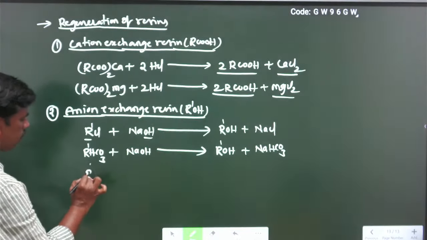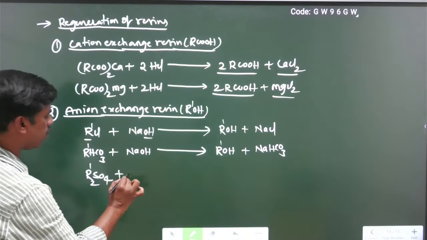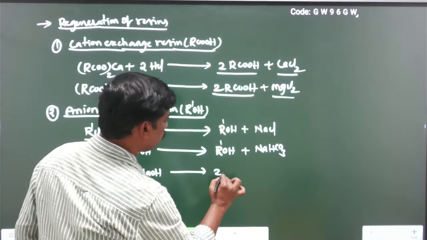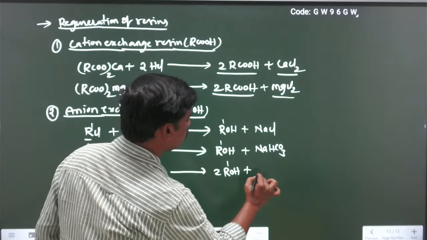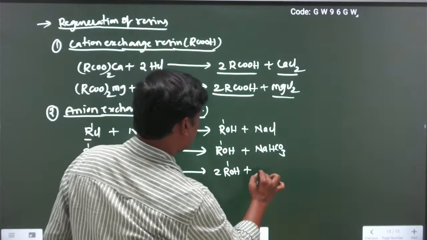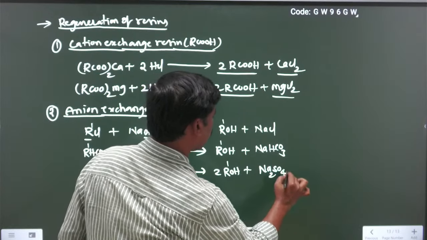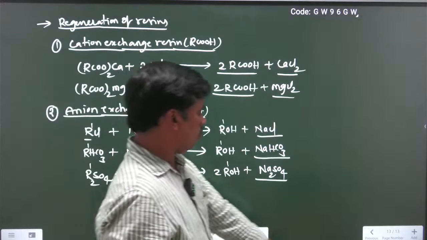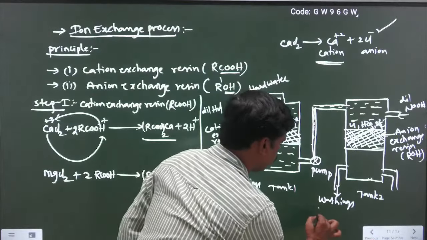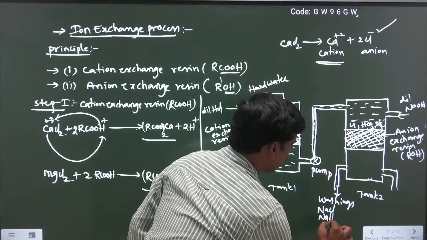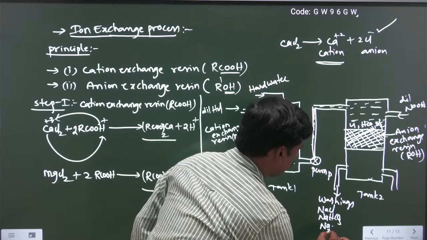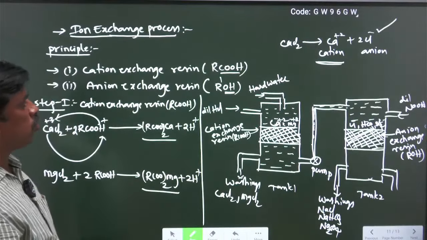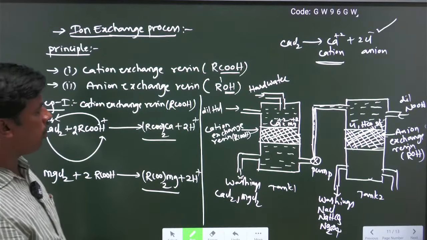Next, R2SO4 combines with 2 moles of NaOH to obtain 2 moles of R-OH plus Na2SO4. All this NaCl, NaHCO3, Na2SO4 are removed from the washings. This is the complete information about the ion exchange process. From an exam point of view, it is very important.